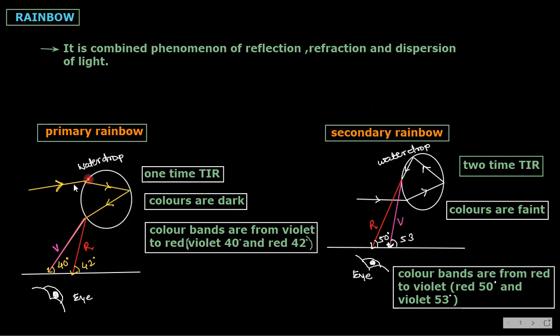This is a water drop and this is where the light enters. Now this is the rarer medium, this is the denser medium because this is a water drop. This is rarer. This one is denser. Now when light enters from rarer medium to denser medium, it bends towards the normal. And now this is denser, outside is rarer.